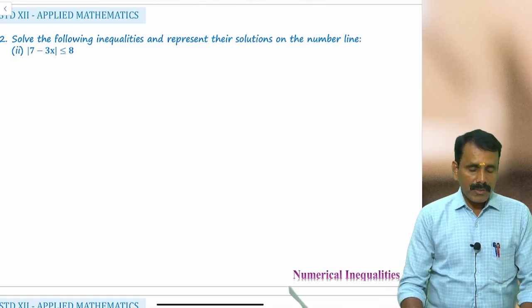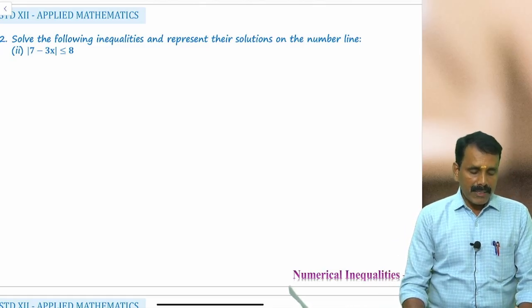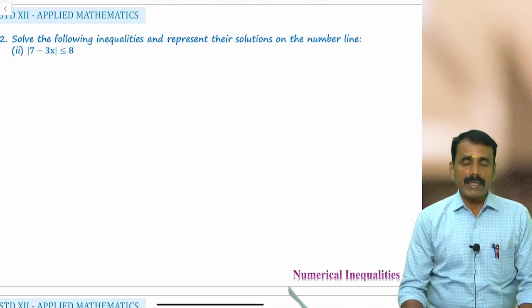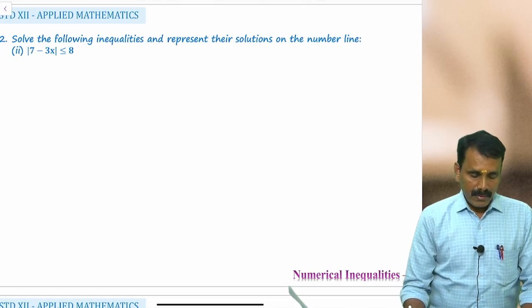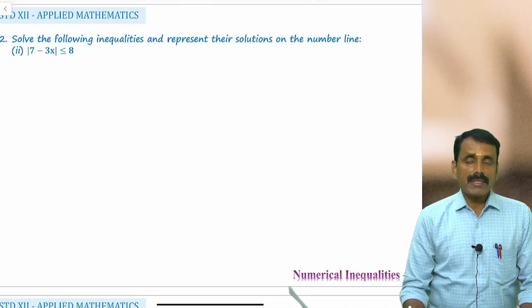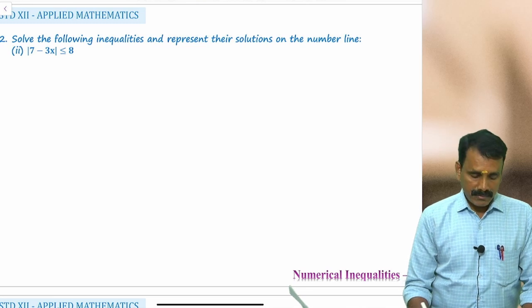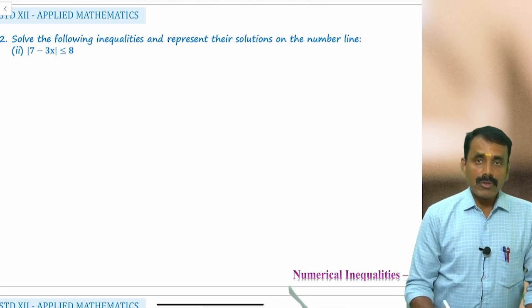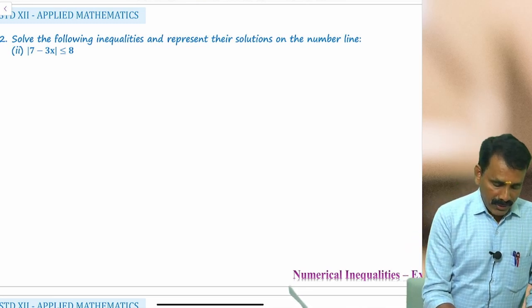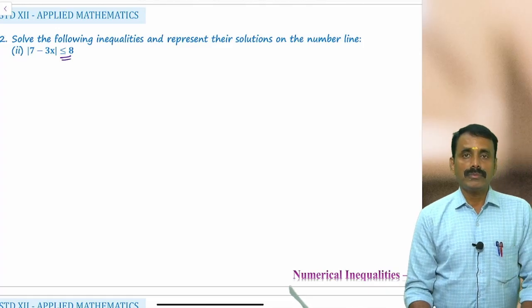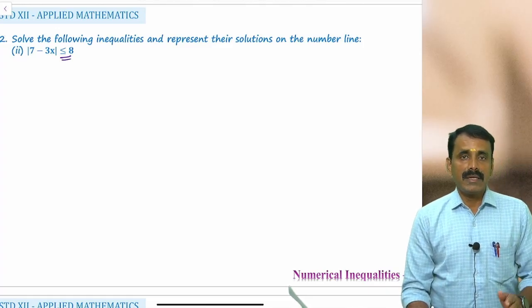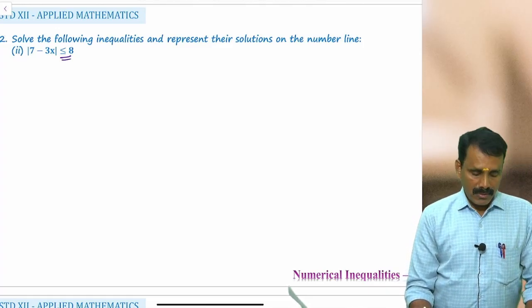Now see the next question. Modulus of 7 minus 3x is less than or equal to 8. So how to find the solution for this? Again we are going to have less than or equal to. In the previous problem we did less than, here it is less than or equal to. Okay, so we start.